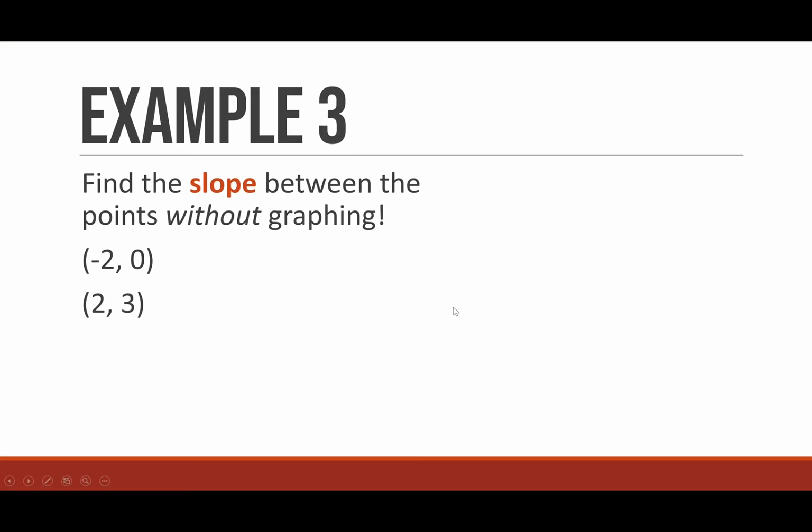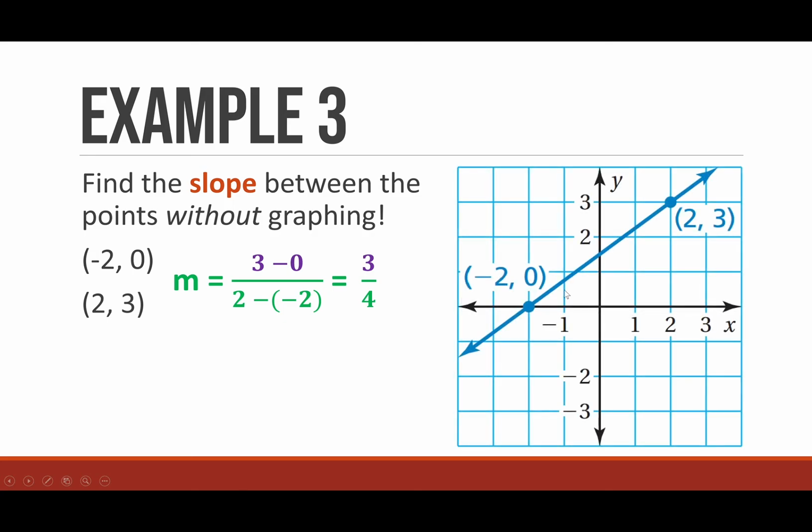Okay, let's take a look at example number 3. Same thing, if I don't show you a graph and I just give you these 2 points, how do you find the slope? You're going to go 3 minus 0, right? Subtract the y's. And then you're going to go 2 minus negative 2. So the top is going to be 3, and the bottom 2 plus 2, that's going to give you 4. To prove it to you guys, let me show you the little picture here.